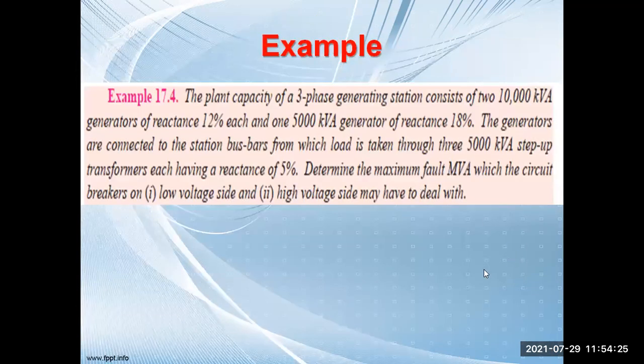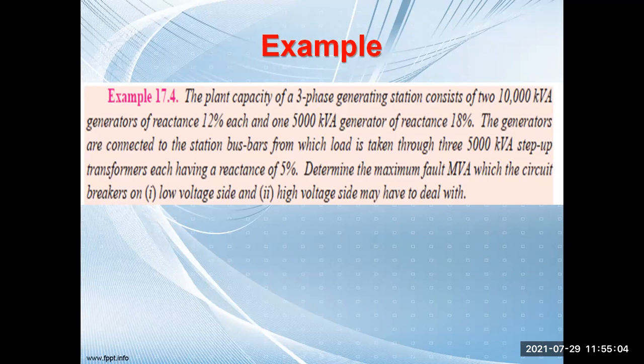Next, the plant capacity, next numerical problem. The plant capacity of a three-phase generating station consists of two 10,000 kVA generators of reactance 12% each and one 5,000 kVA generator of reactance 18%. The generators are connected to a station bus bar from which load is taken through three 5,000 kVA step-up transformers, each having reactance of 5%. Determine the maximum fault MVA which the circuit breakers on first is the low voltage side and second is the high voltage side may have to deal with.